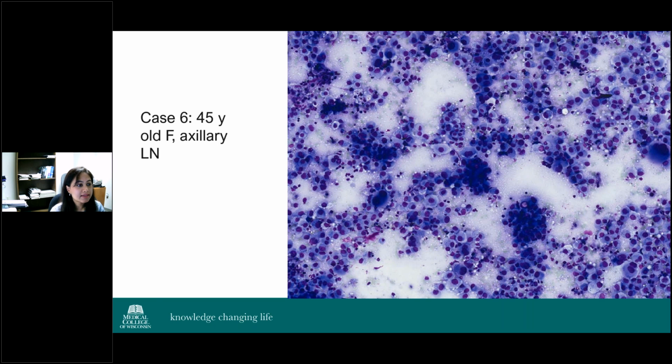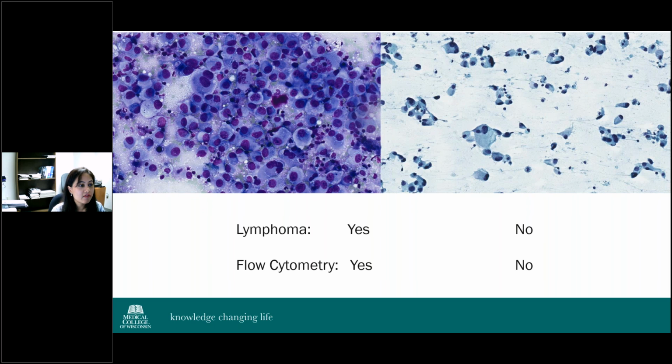This is the last case that I have here. So this is a 45-year-old female with an axillary lymph node. Again, a very discohesive, very cellular aspirate. We have these large cells which have abundant cytoplasm. Some of them have a plasmacytoid appearance and a prominent nucleolus.